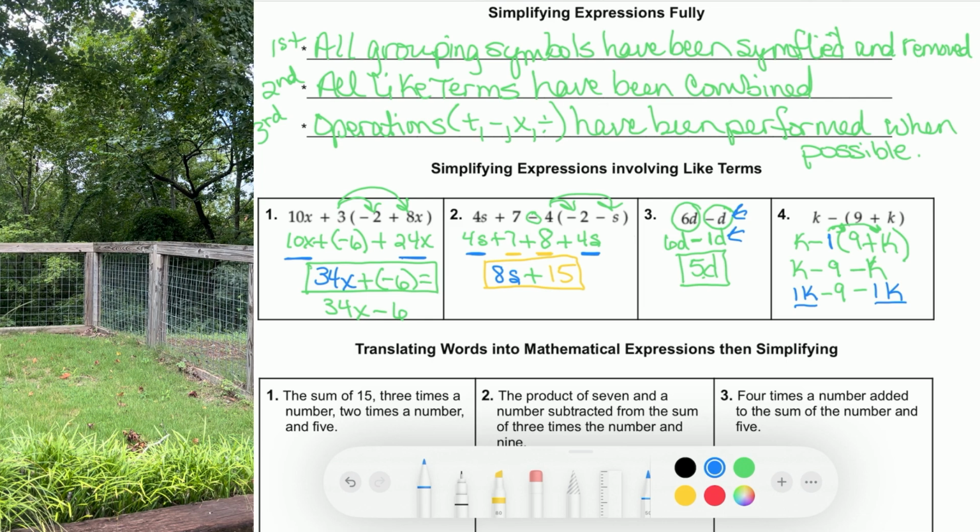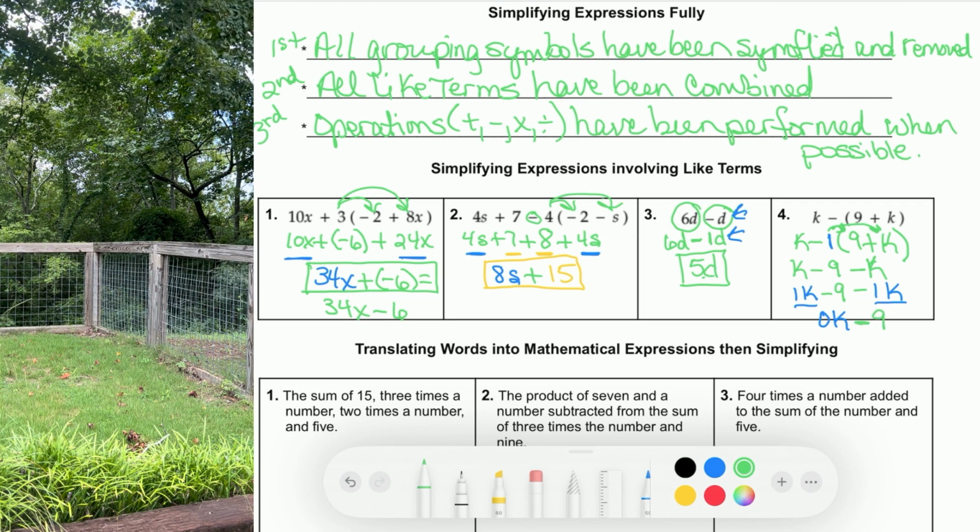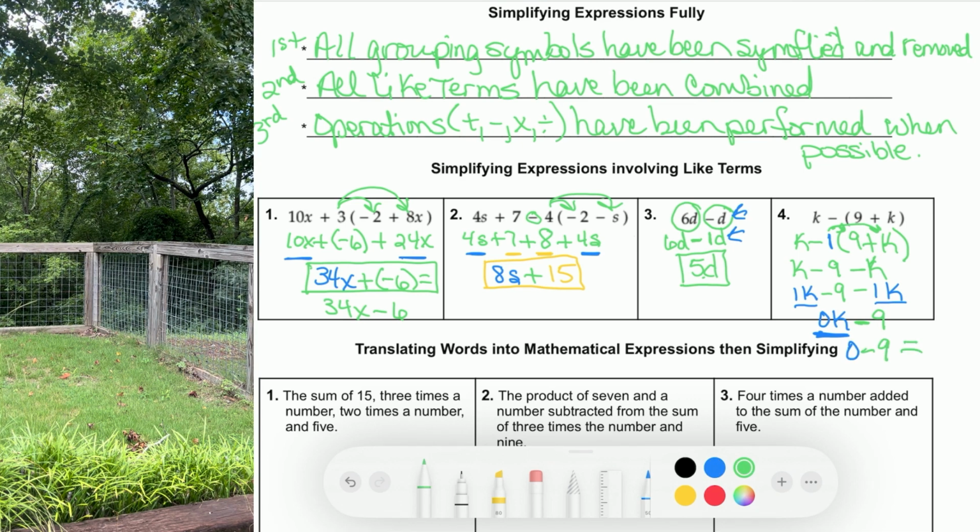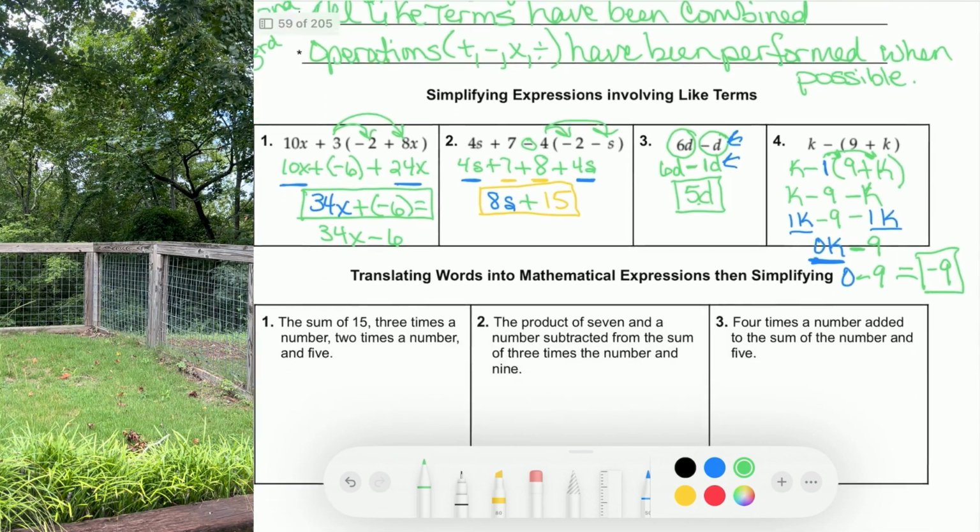Our k's are alike, so we can combine those. K minus k, 1k minus 1k. 1 minus 1 is 0. So we end up with 0k. And we have our -9 still. We can't combine that with anything. Now, remember that 0 times anything, which is what this is doing, 0 times k, 0 times anything is just 0. And then we still have our -9. 0 minus 9 is -9. So that is the answer for that particular problem.